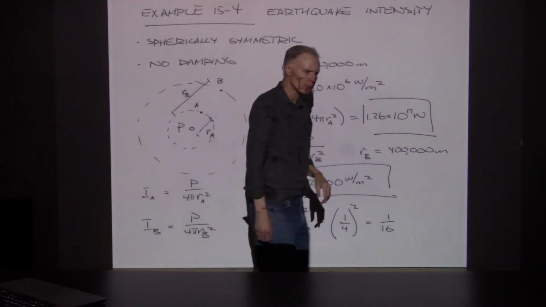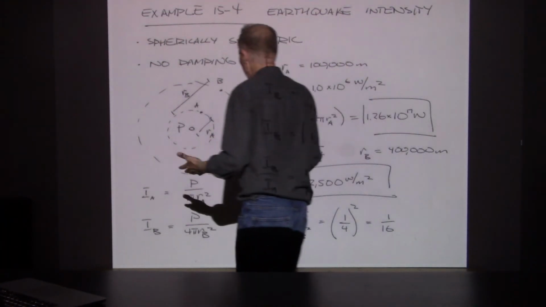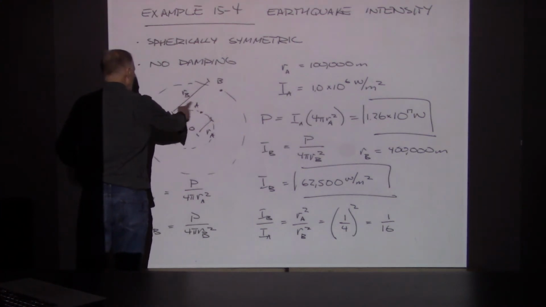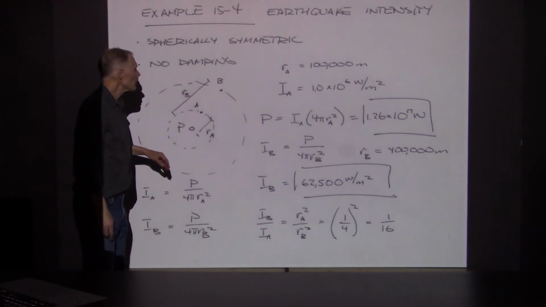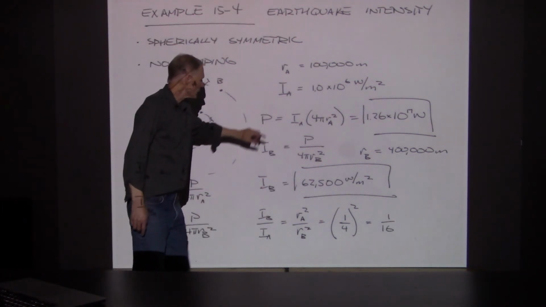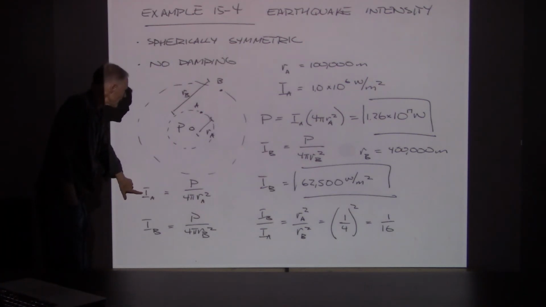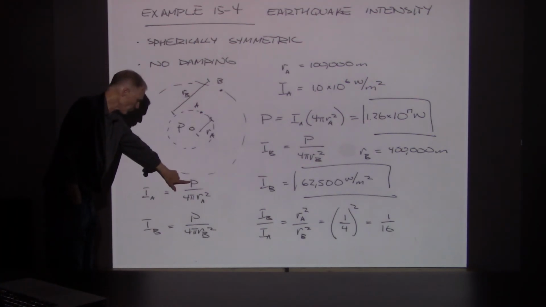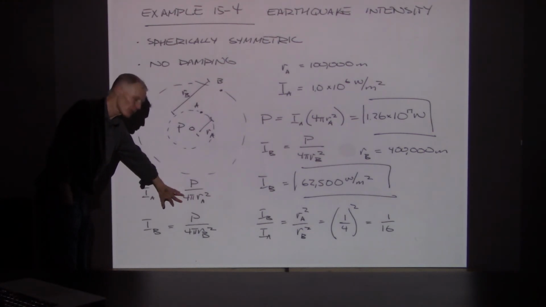Why are we using that for an area? The 4 pi r squared is the surface area of a sphere. So we're saying that the intensity at point A depends on the rate at which energy is being generated at that central event divided by the surface area of a sphere.